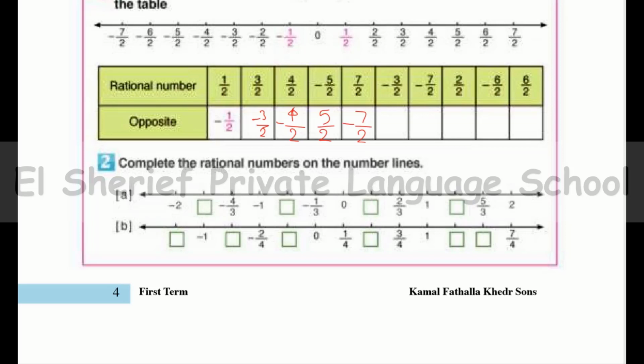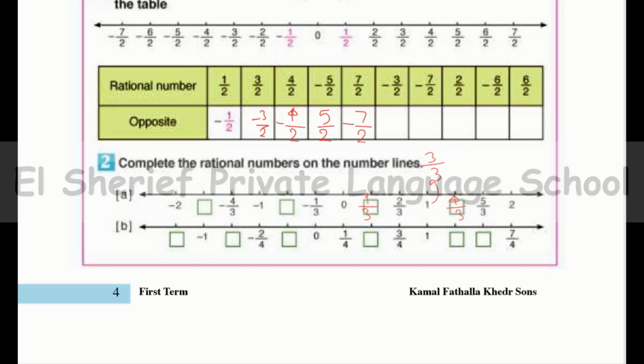Exercise number 2, complete the rational numbers on the number line. I have a number line with equal distances with denominator 3. Look at 0 here. The next number will be 1 over 3. We agree that the denominator is 3, so the first step will be 1 over 3. Complete: 1 over 3, 2 over 3, and I know that 1 is equal to 3 over 3. So the next number is 4 over 3.